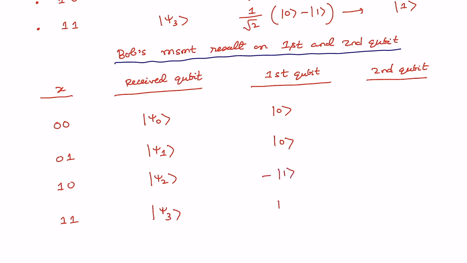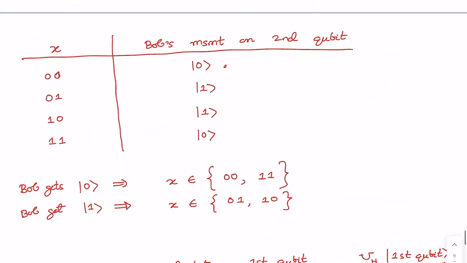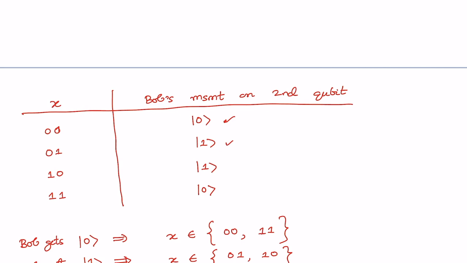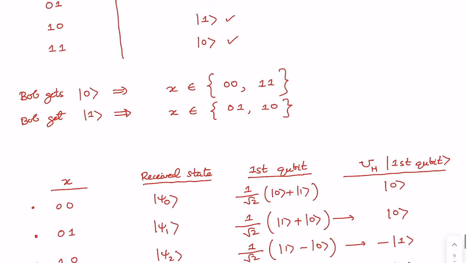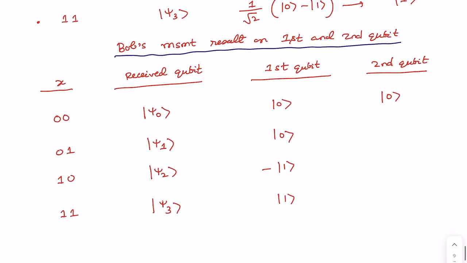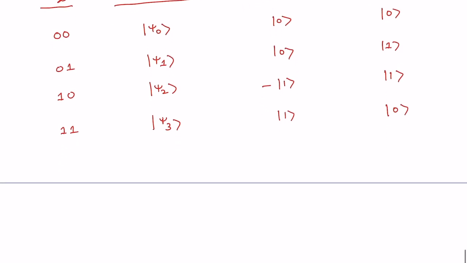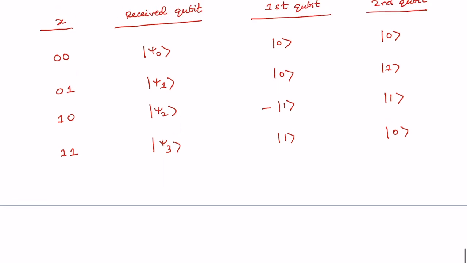I'm summarizing both the tables here now. And here it would be 1. And if the second qubit measurement would be, just you can see we have written it earlier. Yes, here you see these are the second qubit measurements, and if you put it here, you will get 0, 1, 1, and 0.